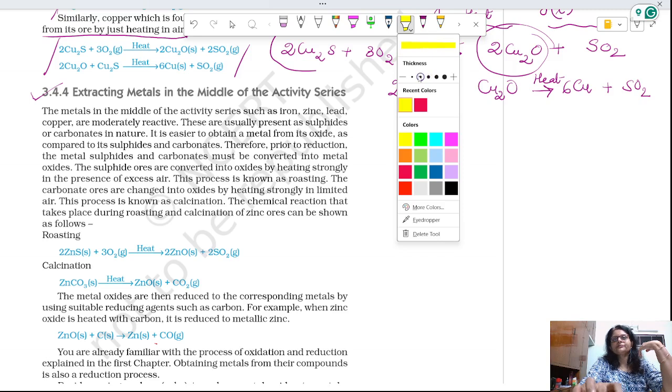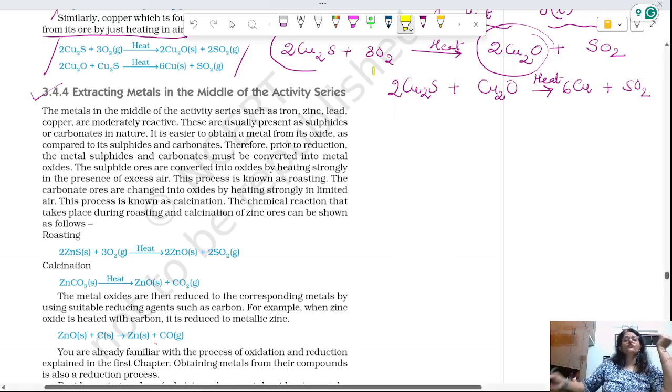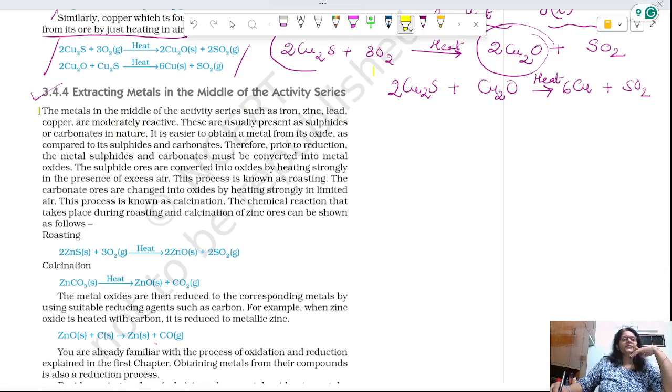There is an explanation of what roasting and calcination is. Metals in the middle of the reactivity series. So which are they? Yes, iron, zinc, lead, copper. Okay, they are all moderately reactive. These are usually present as sulfides or carbonates.